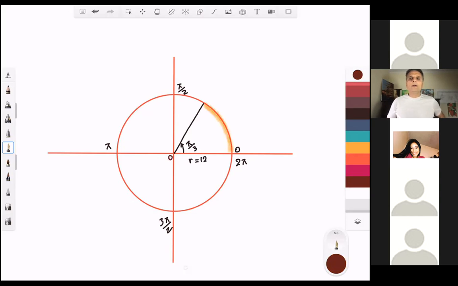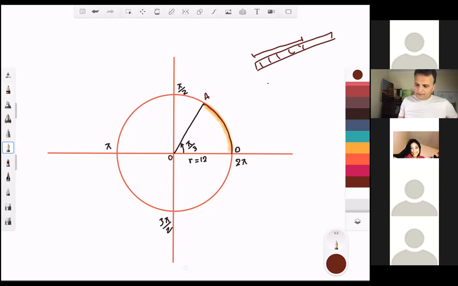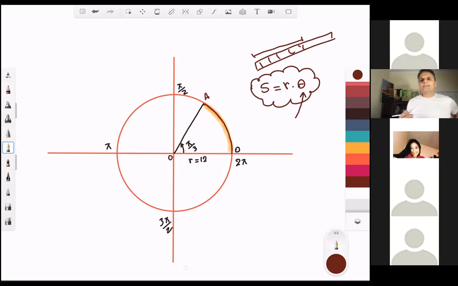Okay, so r equal to 12. If I ask you to measure this one, we can just put the ruler here and measure it, correct? But if I measure the arc, we're not able to put the ruler and measure it, for example, O to A. So the formula says S equals R multiplied by theta. We went over this before the spring break and we proved it through the circumference of a circle, but that's a formula that you should know. This theta must be in radians, otherwise the answer is not correct.